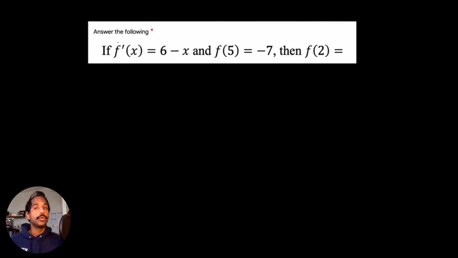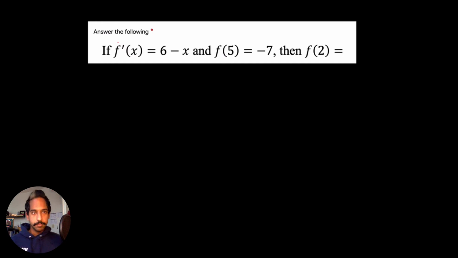Here we're told that f prime of x equals 6 minus x, and f of 5 equals negative 7, and we're asked to find f of 2. Again, when we're given a function's values at two different points, and we're also given the derivative, that makes us automatically think, well, we're probably going to use the fundamental theorem of calculus.